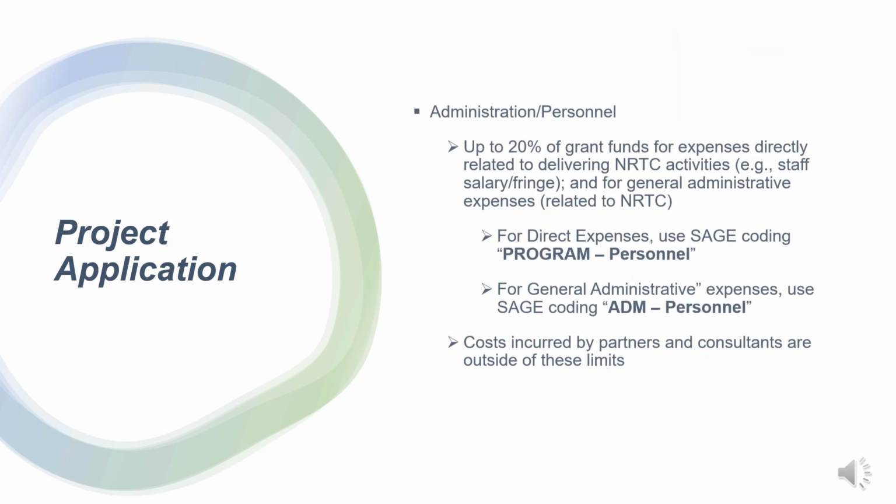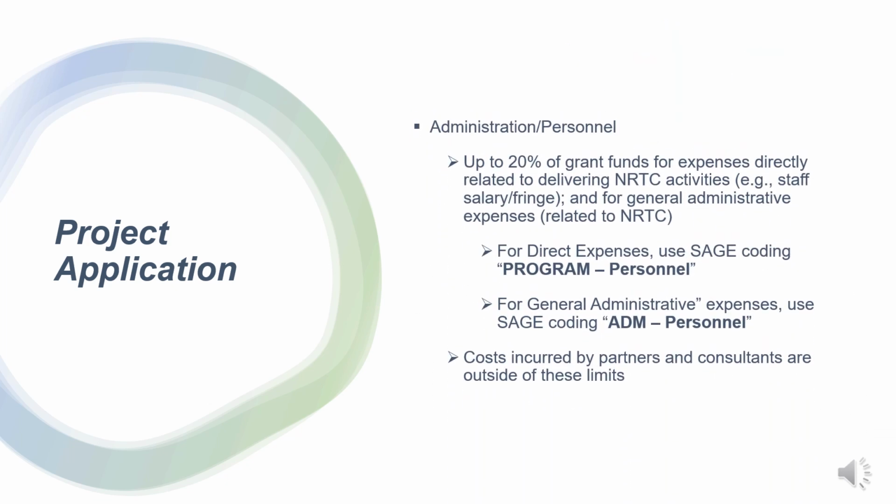Administrative personnel is limited to 20% of the award amount. If the expenses are directly related to NRTC project activities, please use program personnel. For general administrative expenses, use admin personnel. Partner and consultant costs are not considered administration personnel expenses.